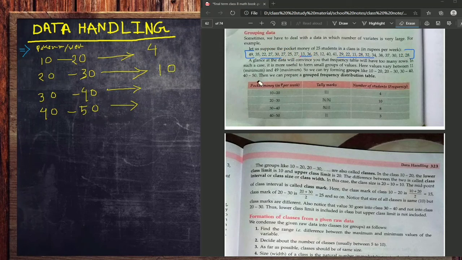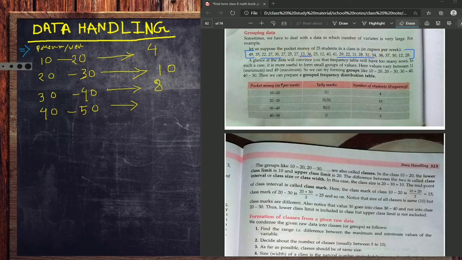Coming to the third one, that is 30 to 40. For 30 we have 30 itself, 35, and not more than that, 36, then 32, 34, 38, 37, 30, and so on: 3, 4, 5, 6, 7, 8, total 8.